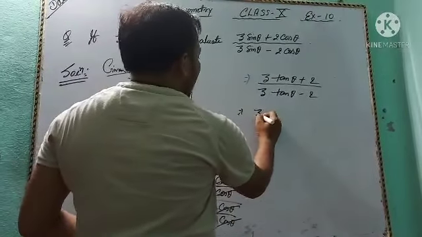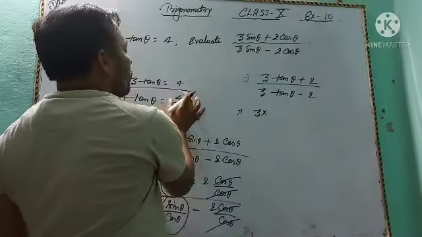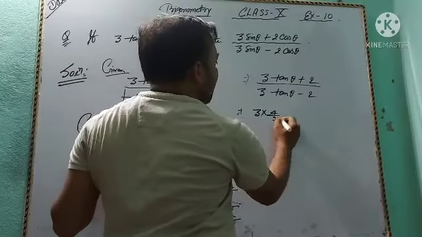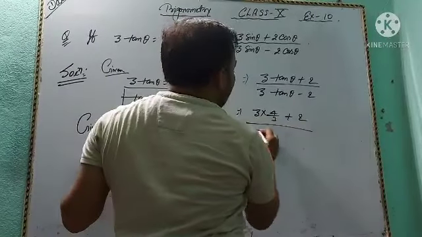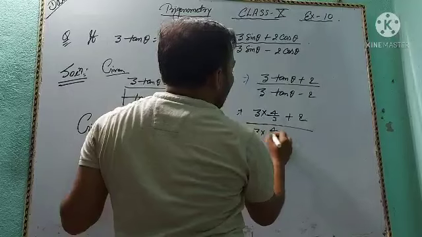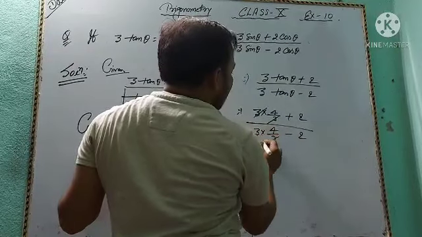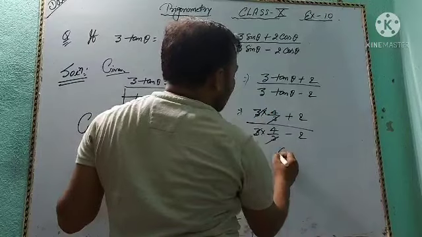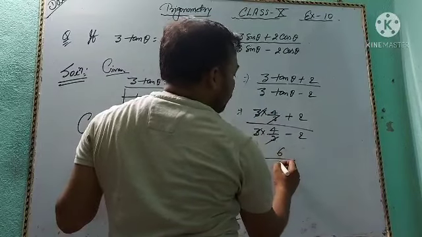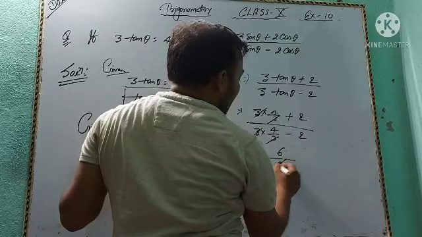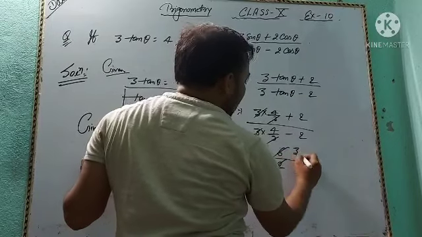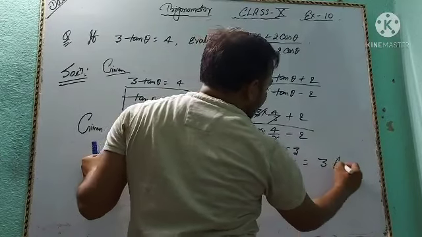Now put the value of tan theta equal to 4 by 3. That is 3 times 4 by 3 plus 2, divided by 3 times 4 by 3 minus 2. Okay, 3 is cancelled, 3 is cancelled. 4 plus 2 is equal to 6 and 4 minus 2 is equal to 2, and 6 by 2 is 3.